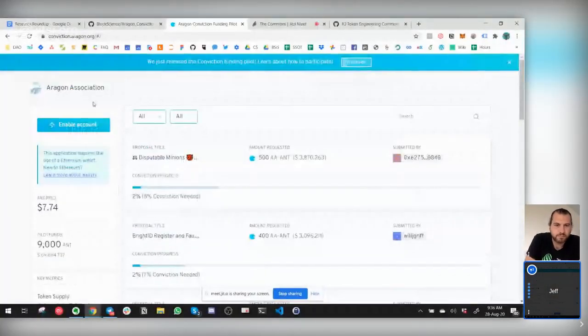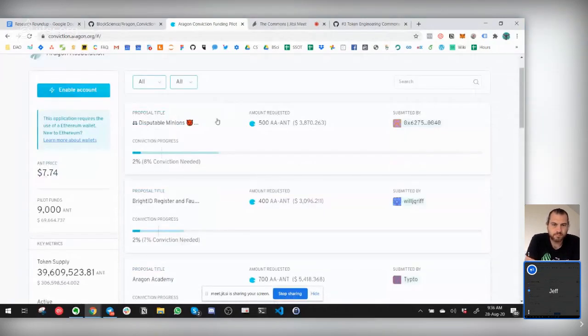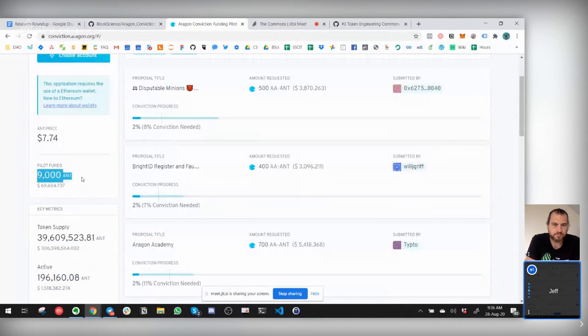What Aragon has done is take the conviction voting designs that have been worked on by OneHive. Shout out to Luke Duncan and OneHive for all the hard work, and Sem Brestels and their whole team for bringing conviction voting to reality on OneHive. Aragon has just launched their conviction funding pilot. Let me share my screen again. Aragon has launched at conviction.aragon.org a grants funding round, giving out up to 9,000 ANT, which is about 70,000 US dollars total at the current ANT price.